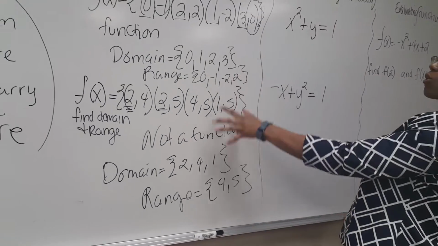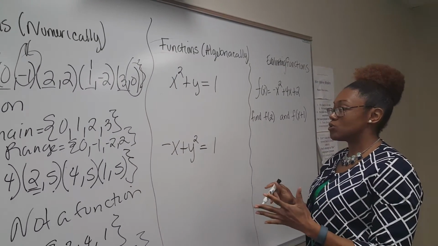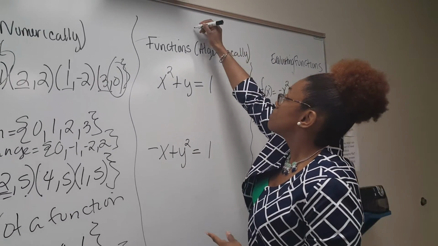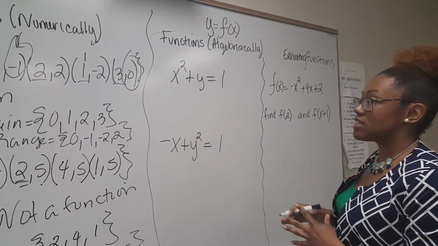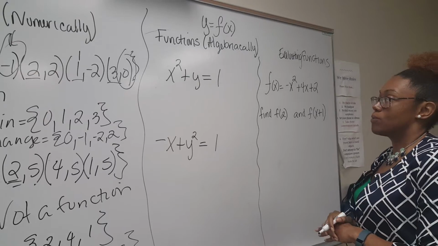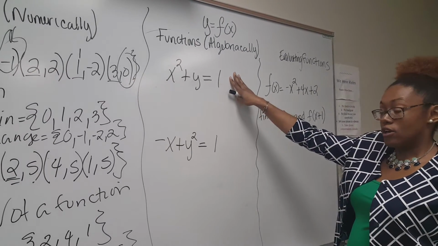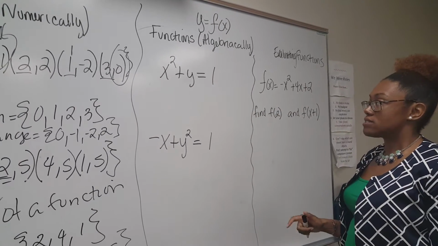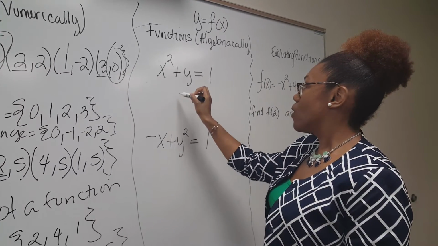That's talking about just with ordered pairs. But then when we get to algebraically, we have actual equations, all right? And so I forgot to mention that y equals f of x is our basic standard form for a function, okay? But we'll discuss that a little bit more in detail later. So if I'm trying to determine if an equation is a function or not, right, then I would always solve for y, okay?